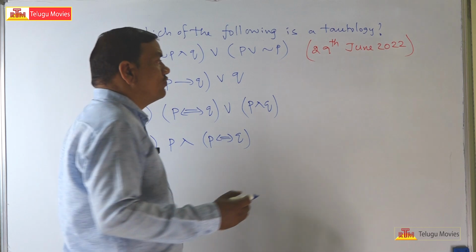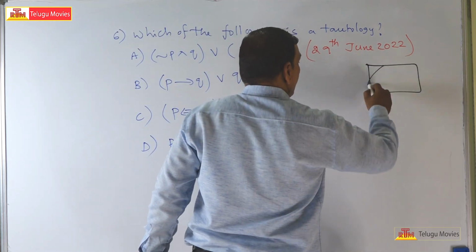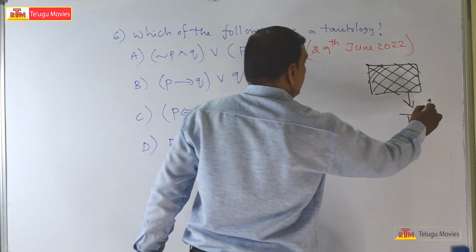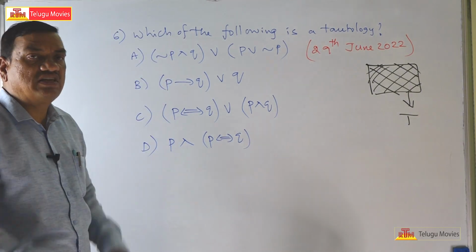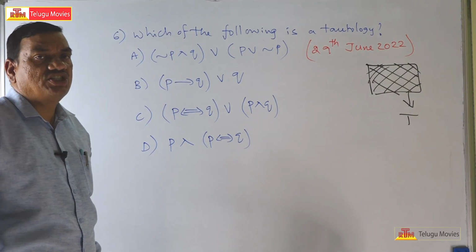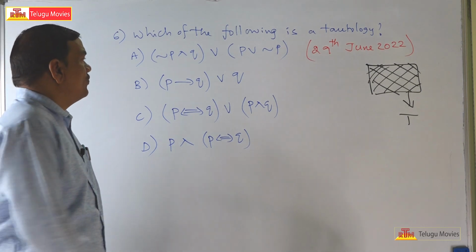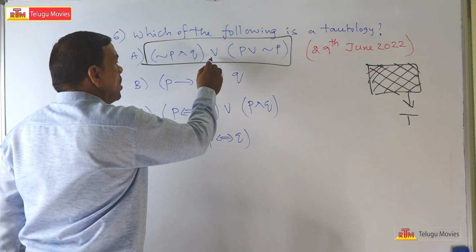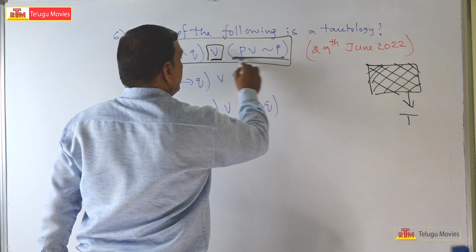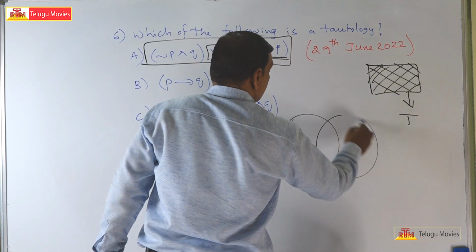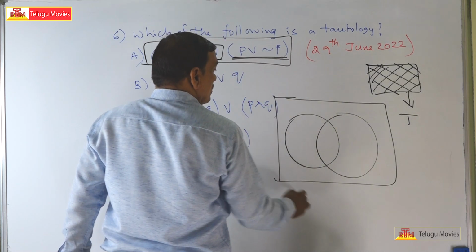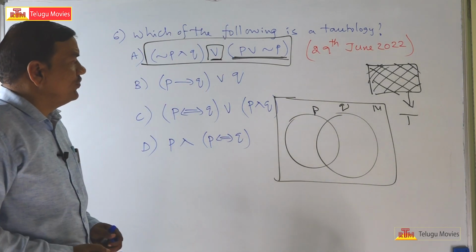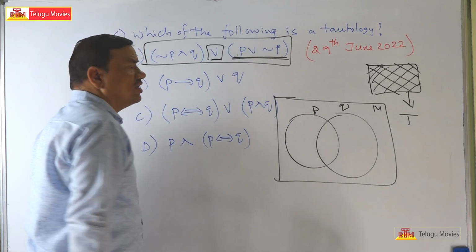Already I told you, when we say tautology, if the total Venn diagram, that means the total rectangle, is filled, the total universal set is completely shaded, then it is a tautology. Okay now, if you observe the first statement, negation P and Q, or here R is there, P or negation P. I am going to draw the Venn diagram of this with P and Q.